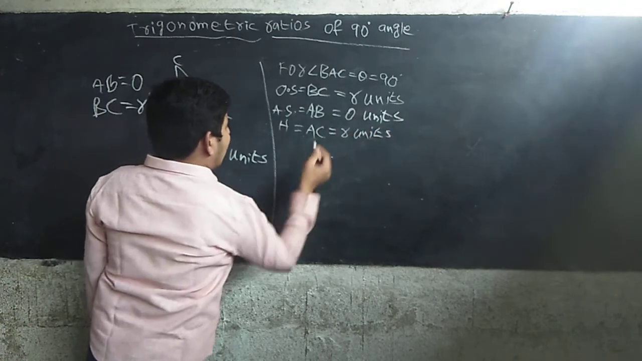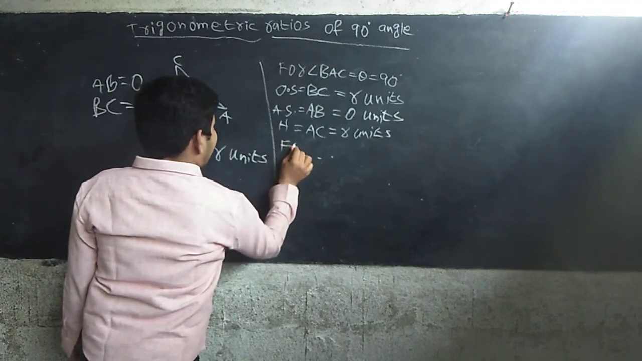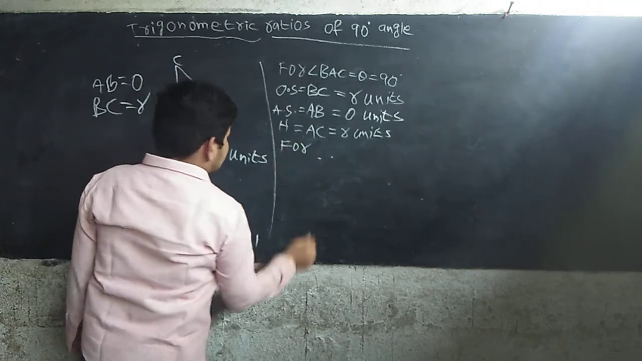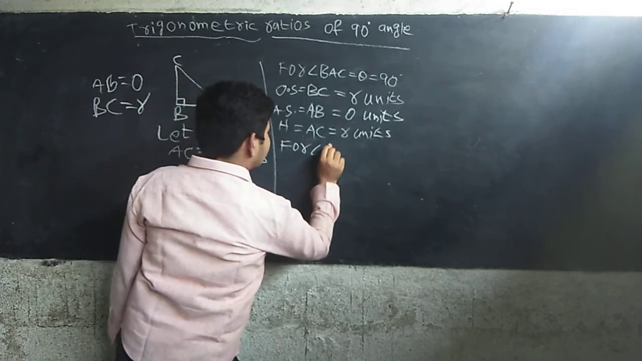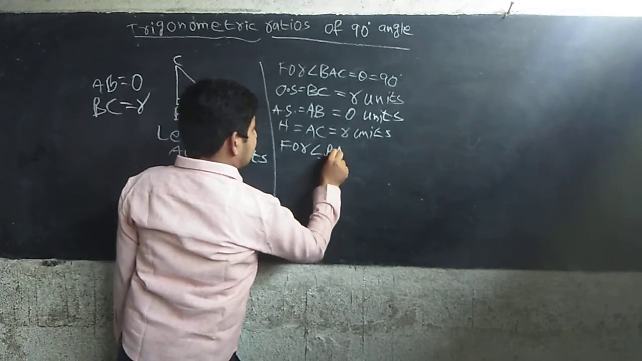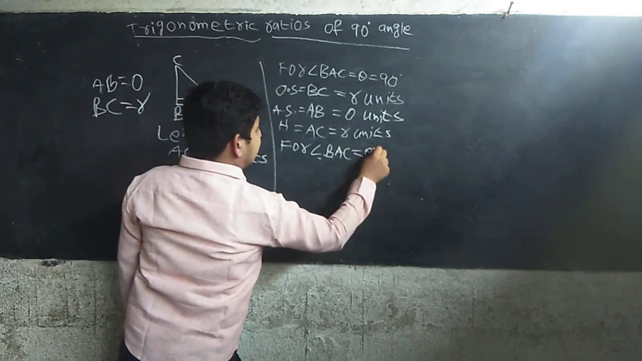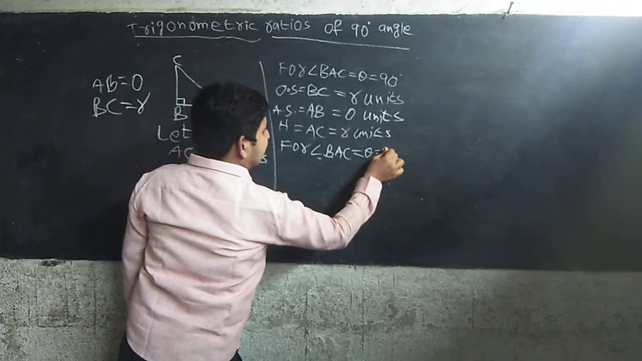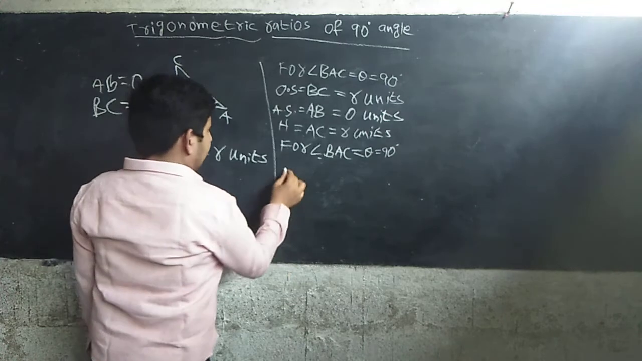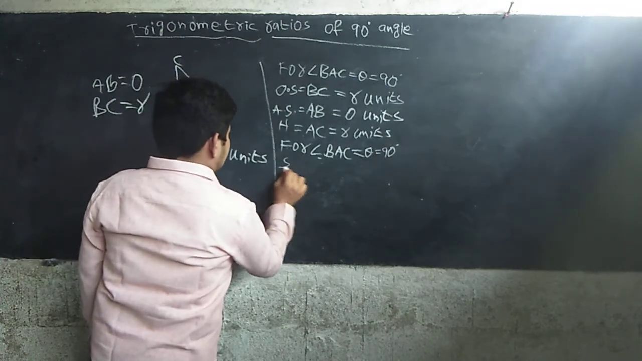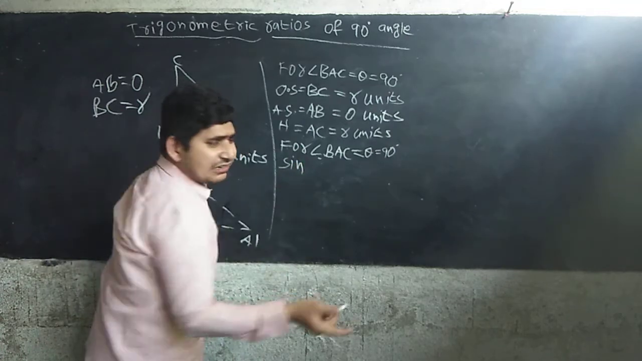Now for angle BAC equal to theta equal to 90 degrees. Sin theta equal to sin 90, because theta equal to 90 degrees.